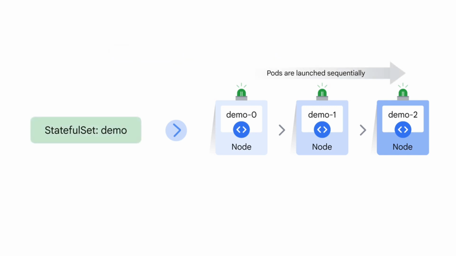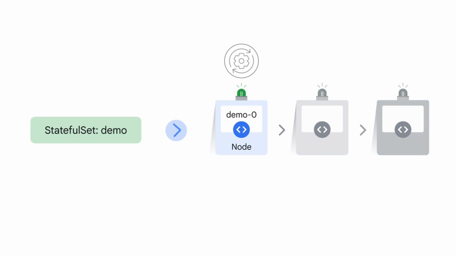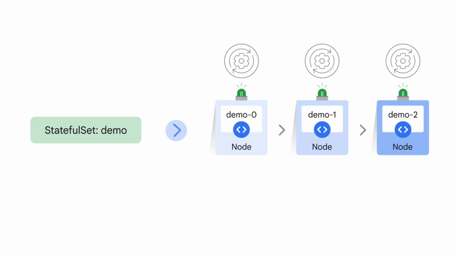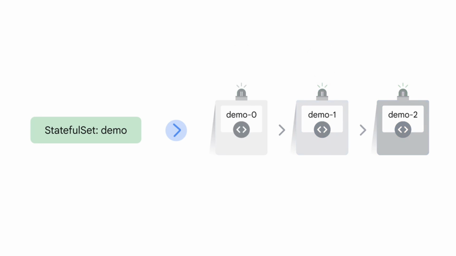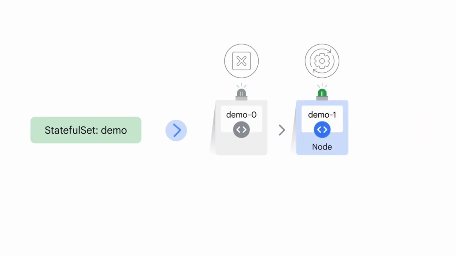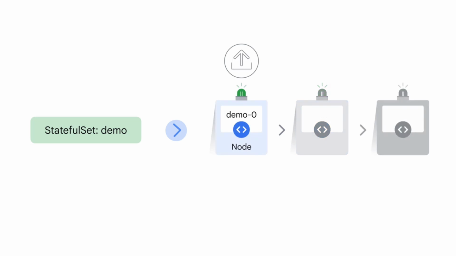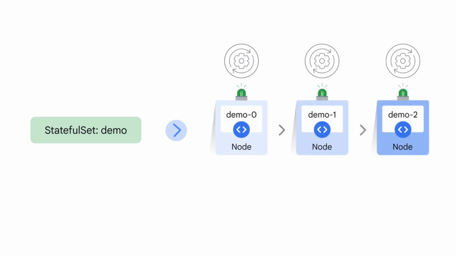For example, if a stateful set named Demo launches 3 replicas, it will launch pods named Demo 0, Demo 1, and Demo 2 sequentially. This means that all of its predecessors must be running and ready before an action is taken on a newer pod. For example, if Demo 0 is not running and ready, Demo 1 will not be launched. If Demo 0 fails after Demo 1 is running and ready, but before the creation of Demo 2, Demo 2 will not be launched until Demo 0 is relaunched and becomes running and ready.